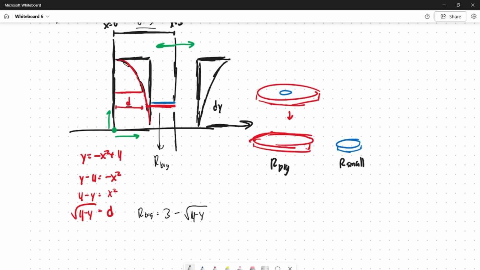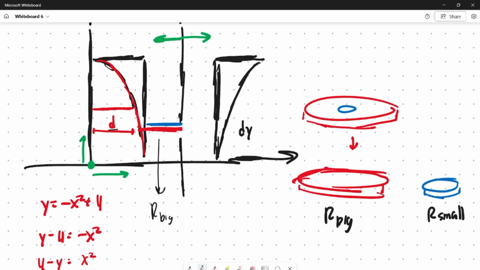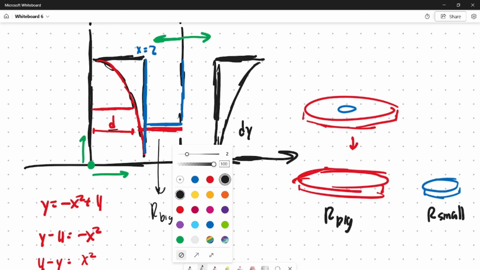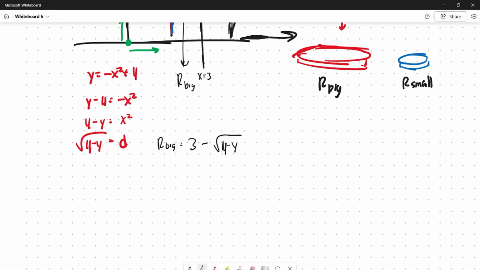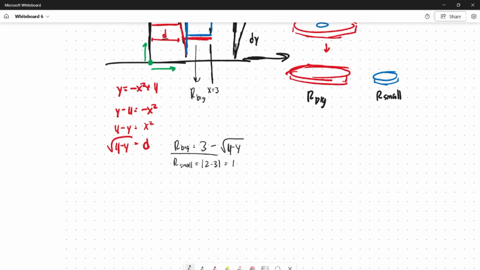Now we need to find the small radius. The small radius is a little bit easier. That would simply be from this vertical line to our axis of revolution. This vertical line here is defined as x equals 2, and our axis of revolution is defined as x equals 3. That means the radius of the smaller radius function would just be r small. R small would just be equal to the absolute value of 2 minus 3. That would be equal to 1. I have the absolute value there because you can't have a negative radius. That means that we found both of our radii functions here.